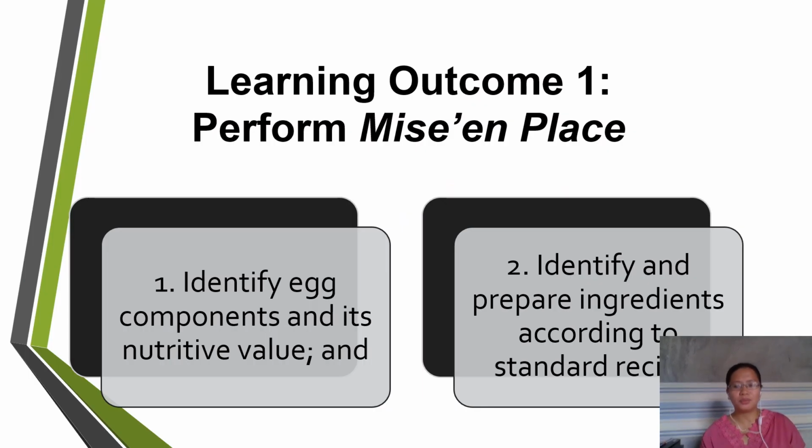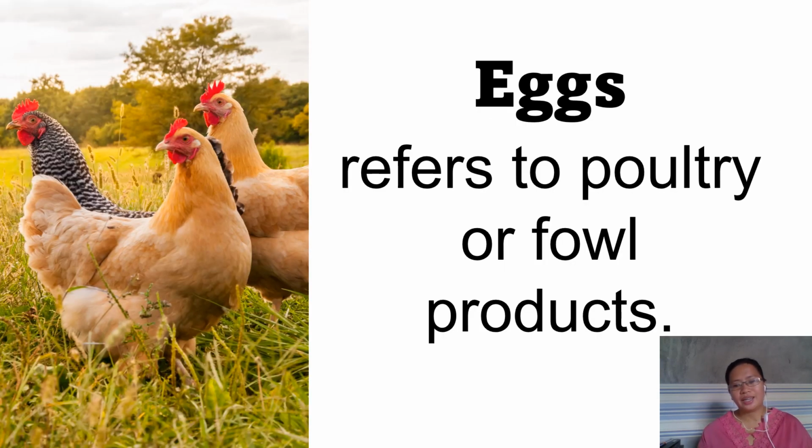Okay, learning outcome 1, perform mise en place. We have two objectives. First is to identify egg components and its nutritive value, and second, identify and prepare ingredients according to a standard recipe. Alright, so let us define first kung ano muna yung eggs. Eggs refers to a poultry or fowl products.